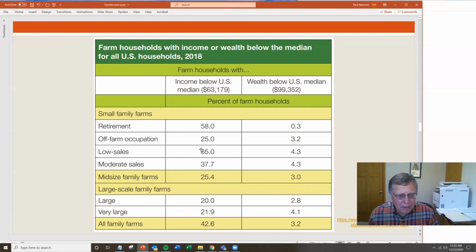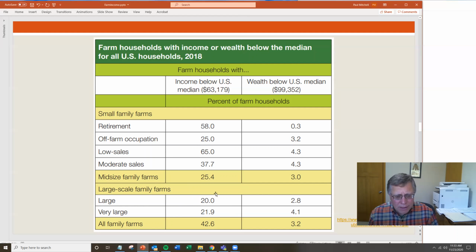We go to that low sales category that I've been emphasizing. 65%, two-thirds essentially, have household income below that median of $63,000. There's a lot of people in that category. That's 32%. Then you get some of these other farms in here.